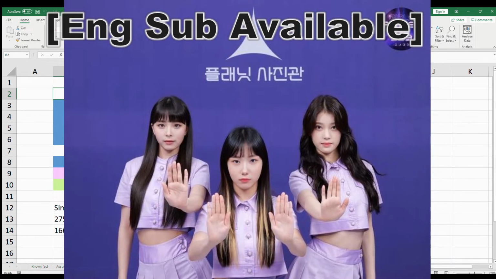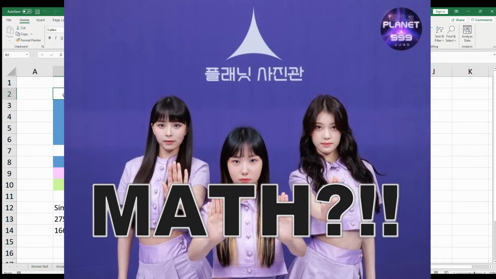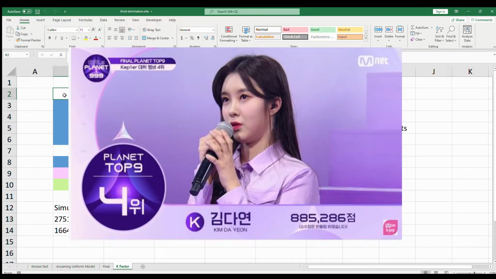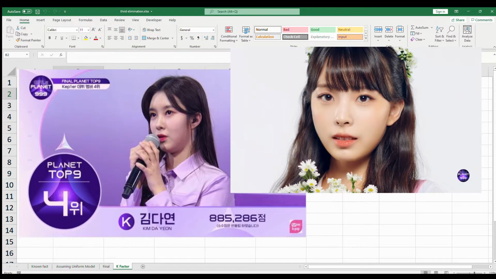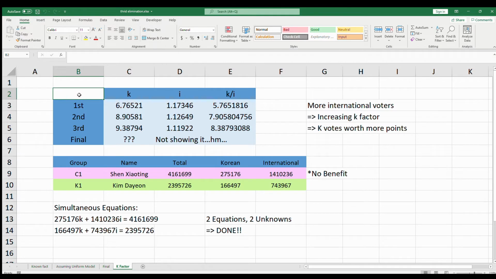In this video, I'm going to analyze the third elimination and the final voting results in a very math way. We all know that Korean votes are worth so much more than international votes, but you may wonder how much exactly. Actually, we can retrieve it ourselves.